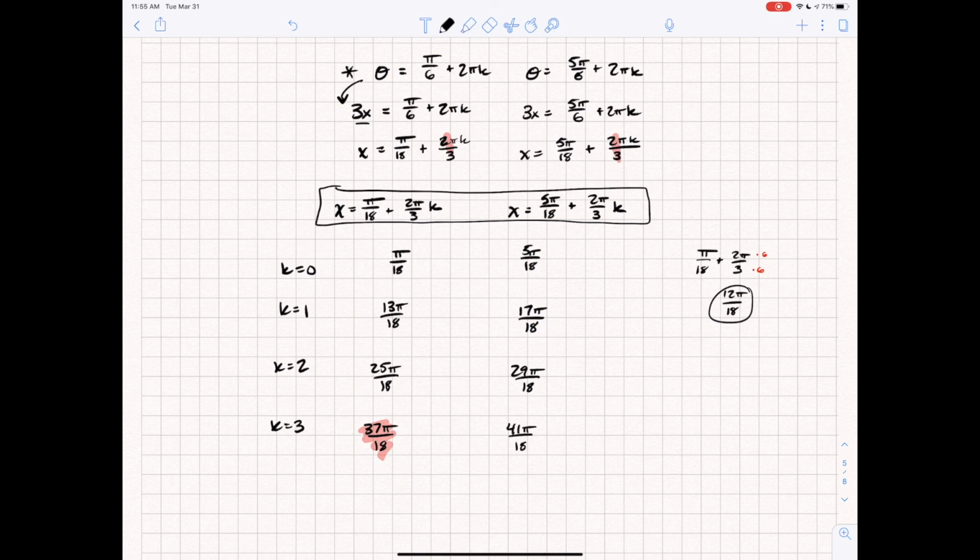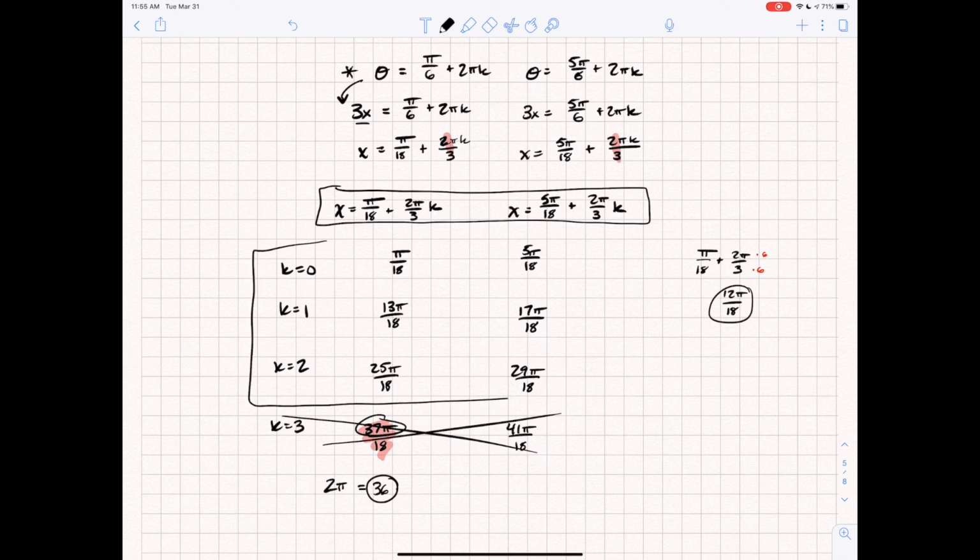And the reason why is, look at the numerator. It is over twice the denominator. In other words, 2 pi in terms of 18ths is equal to 36. So I know that if I double the denominator, once my numerator is higher than that, I am done. Here are all possible answers, and notice there are 6 of them.